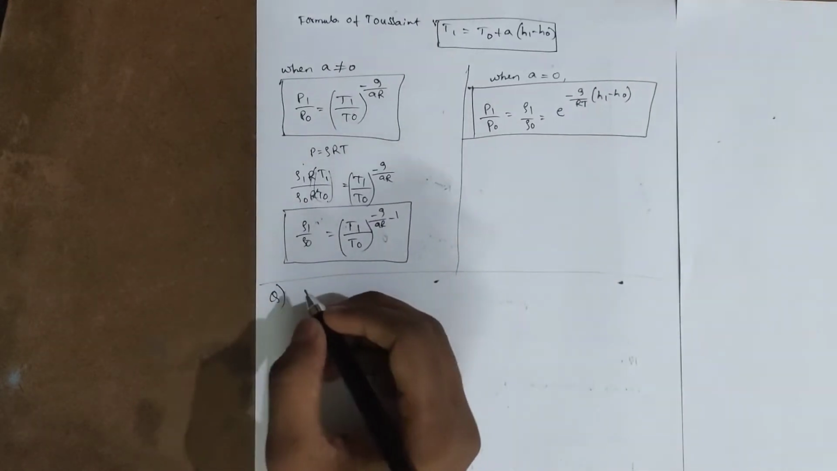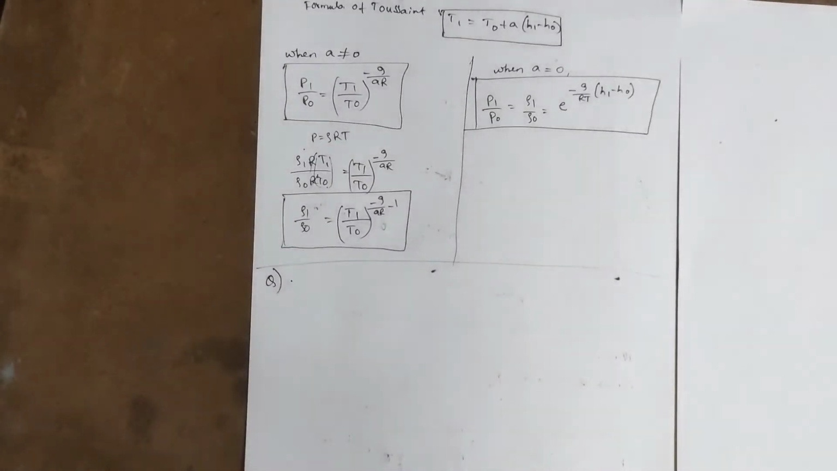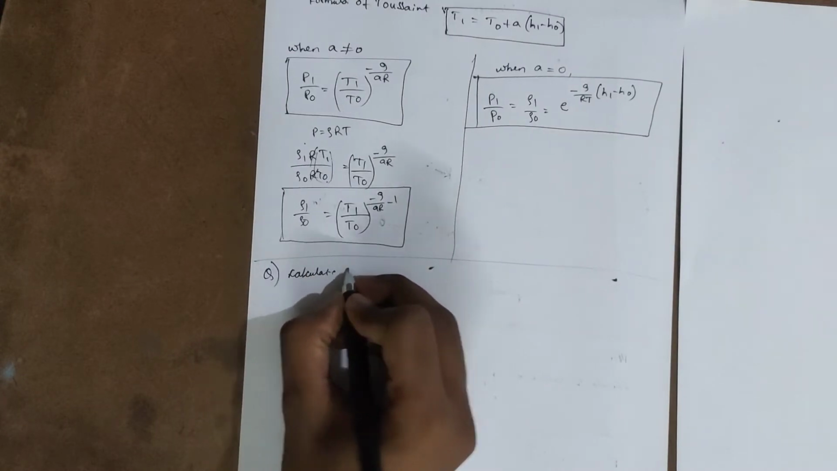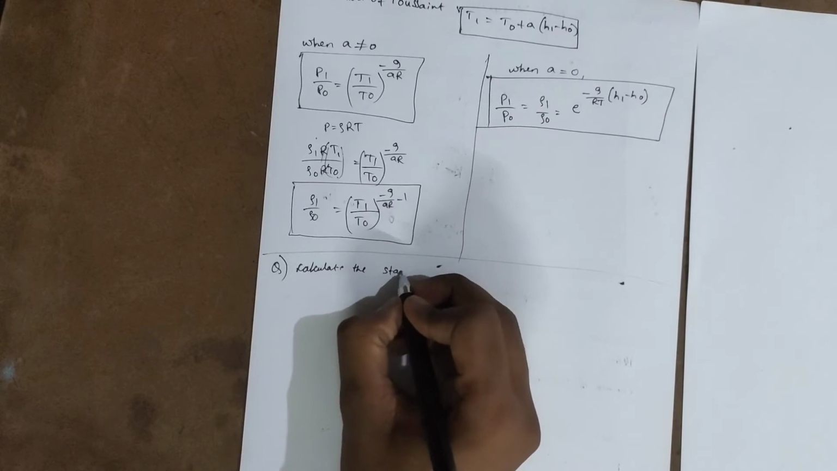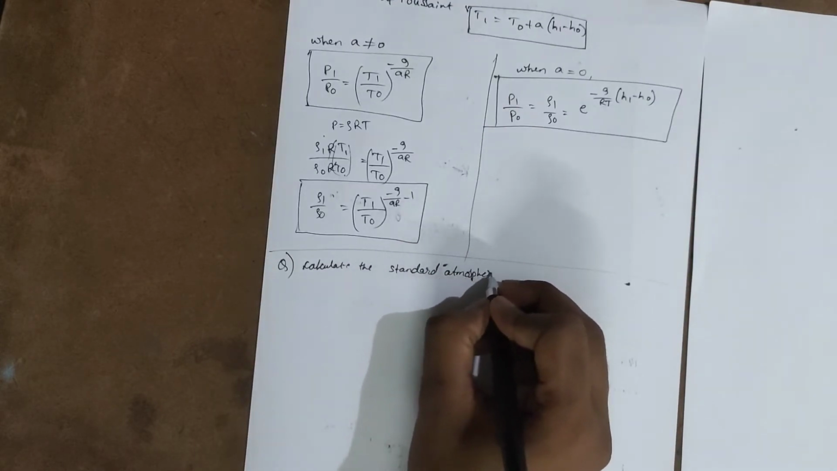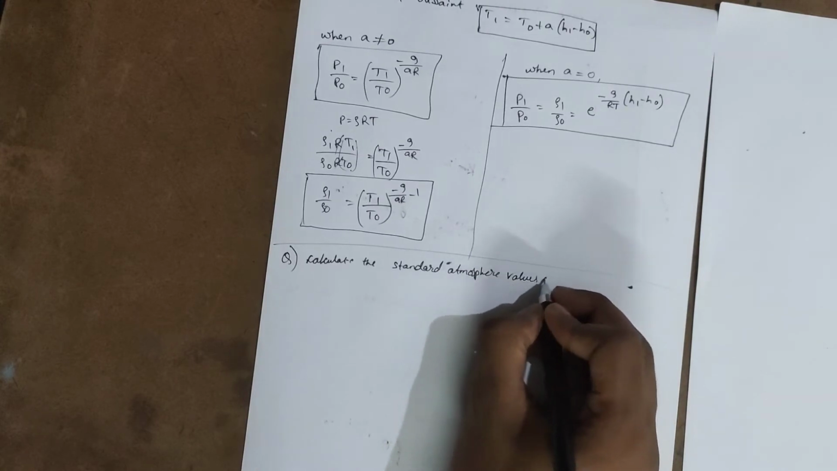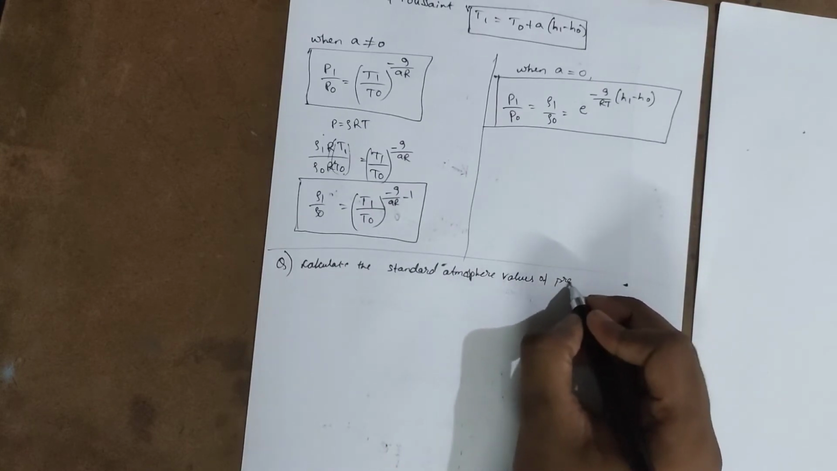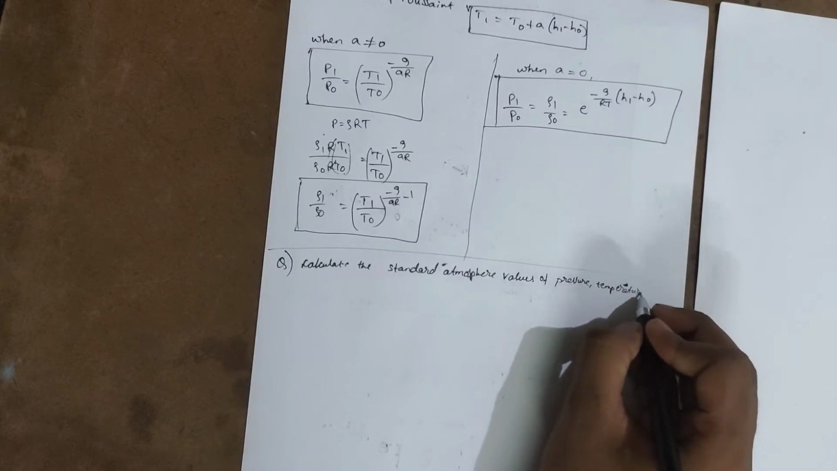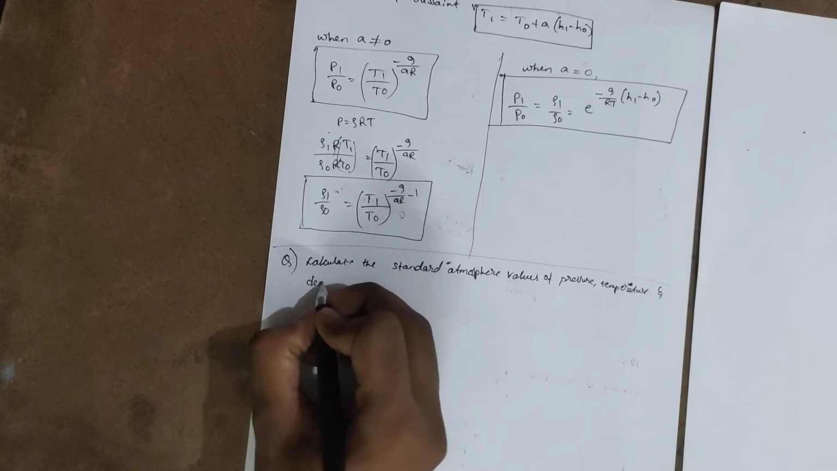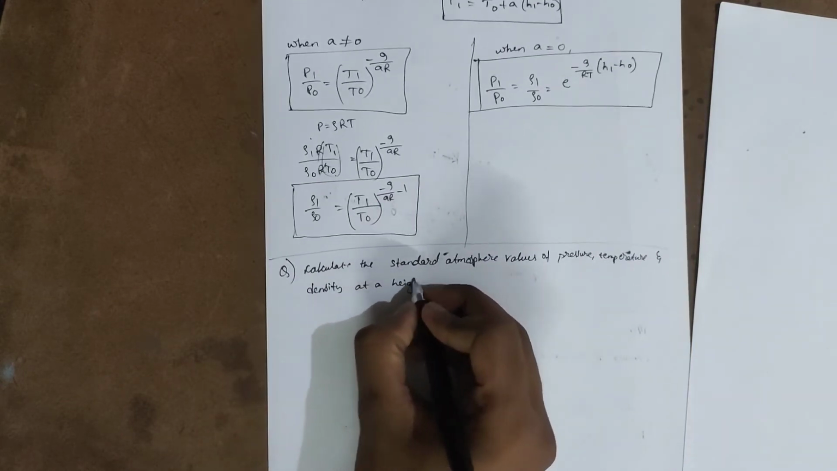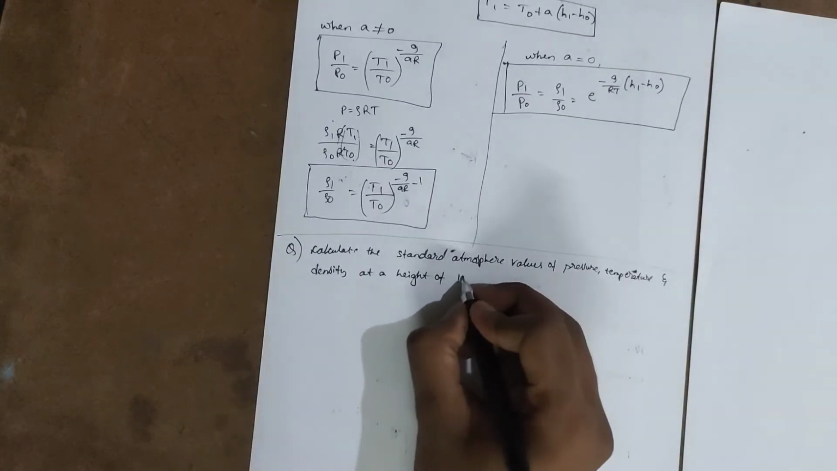So we'll calculate for a question like this. We have a question here, that is calculate the standard atmosphere values of pressure, temperature and density at a height of 14 kilometers.